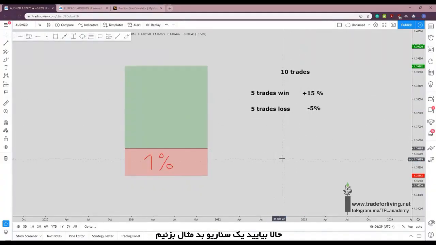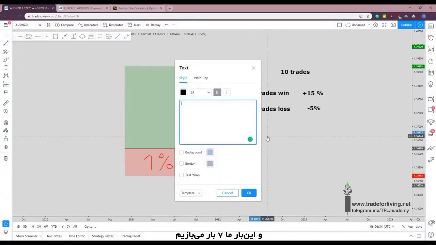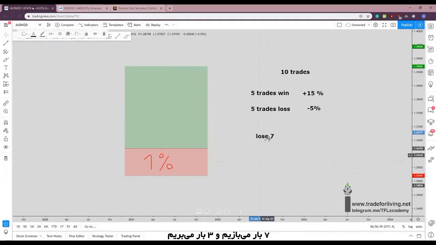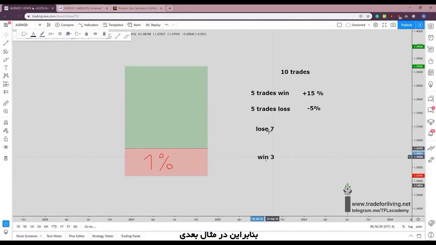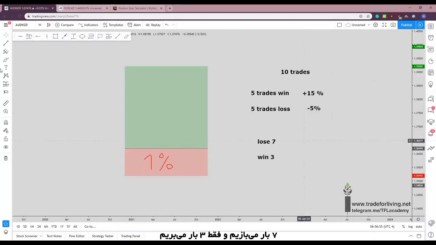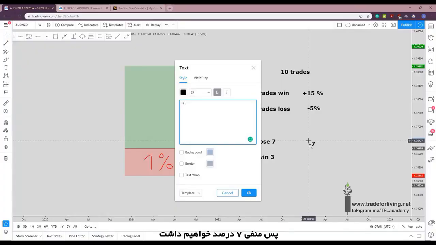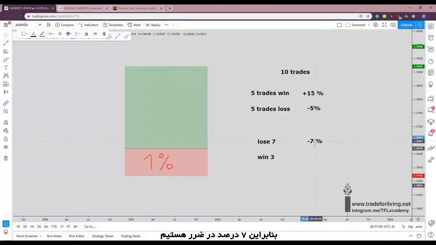Now let's make an even worse scenario. We take 10 trades, and in this case we lose 7 trades and we win only 3. So what will happen in this case? We will lose 7 trades, so we'll have a minus 7% because we're risking 1% per position. So we are negative 7%.